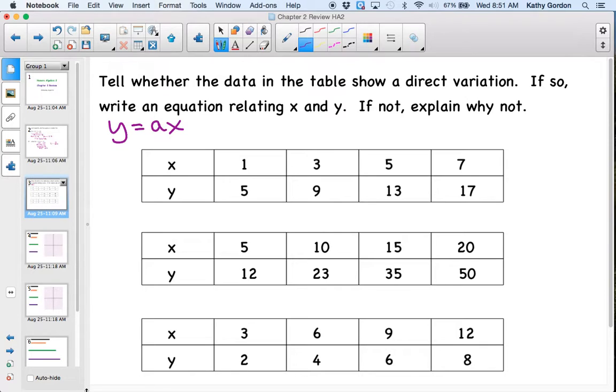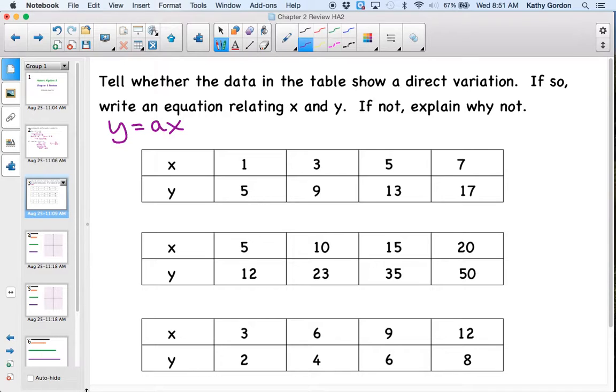Okay? What we don't have here is the plus b part, because every direct variation line is supposed to go through 0, 0. Okay? So, when you have tables of values like this, what is the easiest way to tell whether you actually have a direct variation or not, and then explain why you do or why you don't?